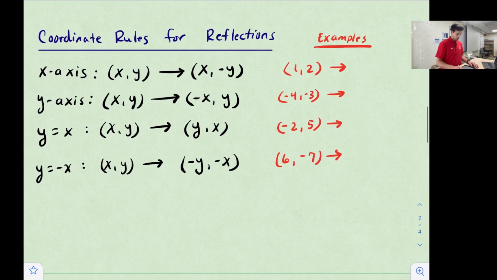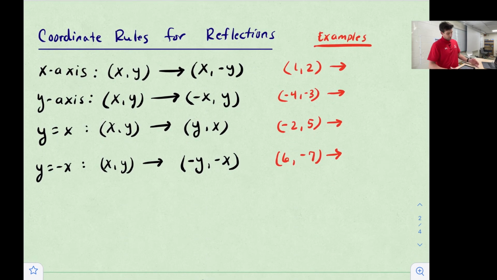So there are some coordinate rules for reflections over these 4 special lines. If we reflect over the x-axis, we're going to make the y coordinate opposite. If we reflect over the y-axis, we make the x coordinate opposite. If we reflect over y equals x, we're just going to switch our coordinates. And if we reflect over y equals -x, we're going to switch our coordinates and make them opposite. So we have some examples over here.